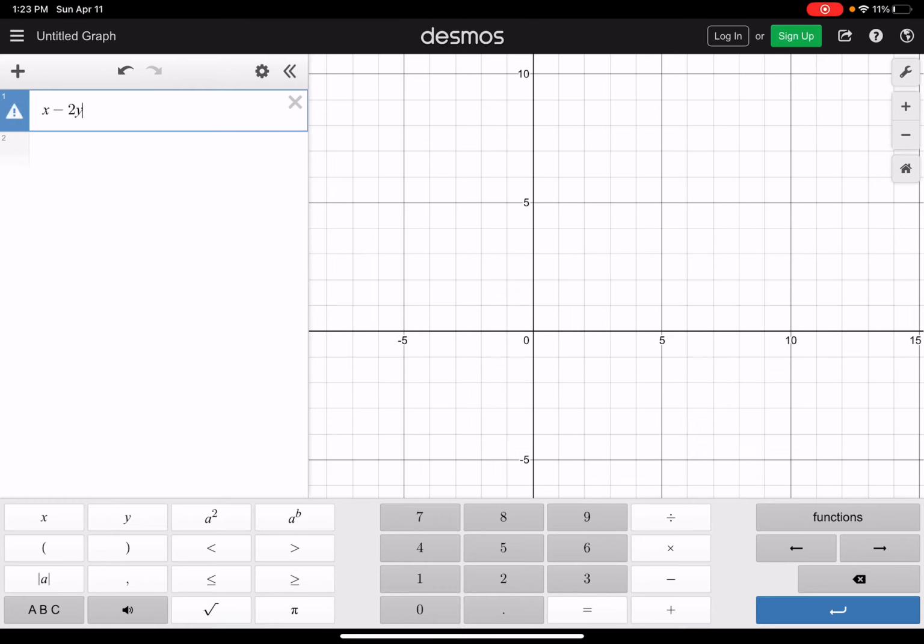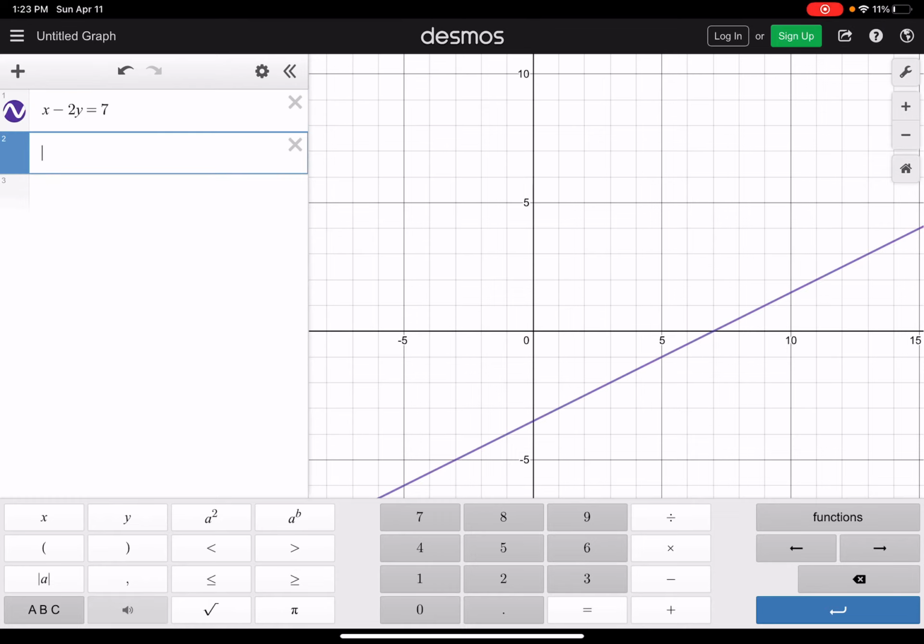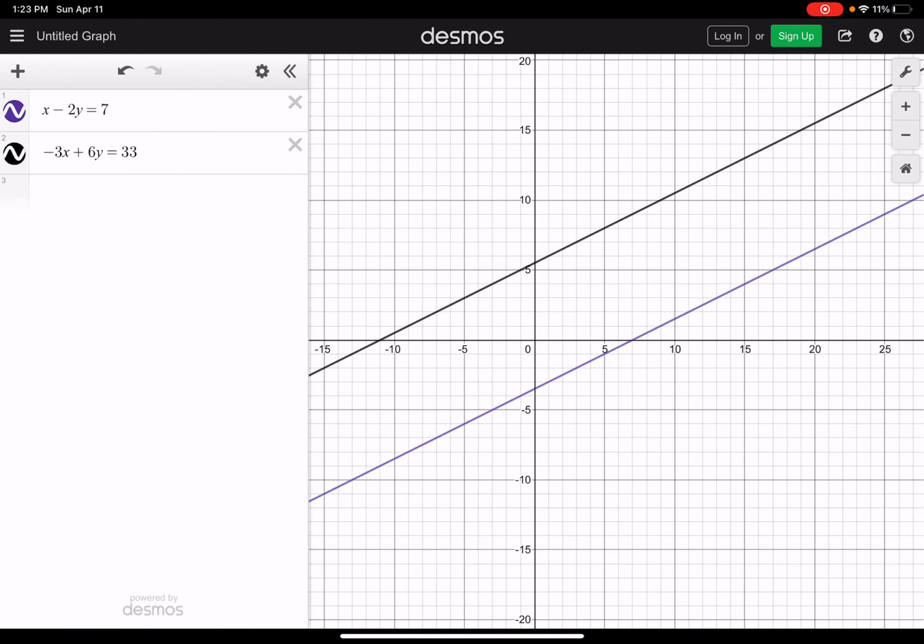So x minus 2y equals 7. Negative 3x plus 6y equals 33. So let's take a look at these for a second. Take notice that they don't intersect, they're parallel lines.